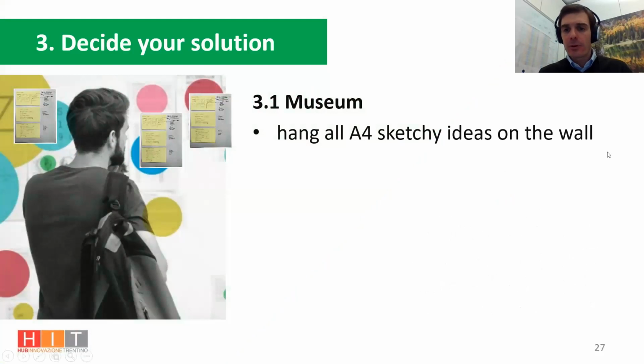You basically have to go through 4 sub-phases of this decision phase. The first one is called museum. What does it mean? It means that you take all your ideas, which come in the very same format, and you stick them on the wall. You hang them on the wall like you were in a museum, and you allow all the other team members to look into all the others' ideas silently.